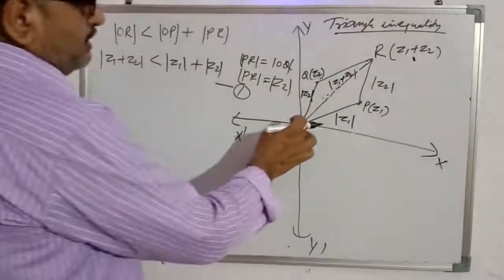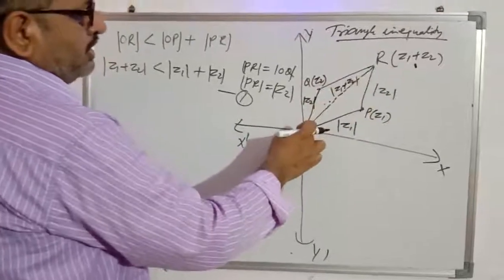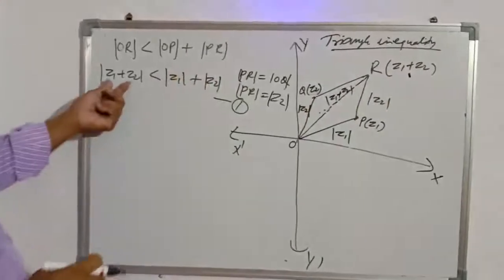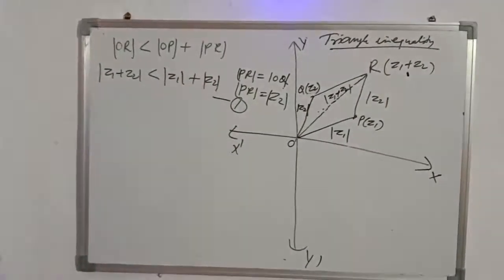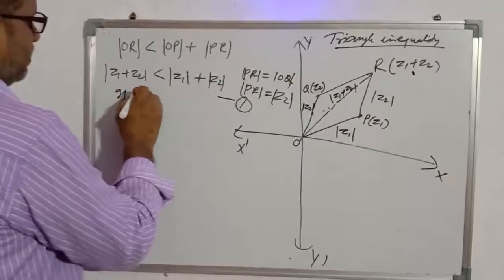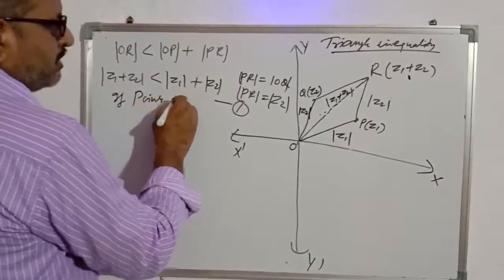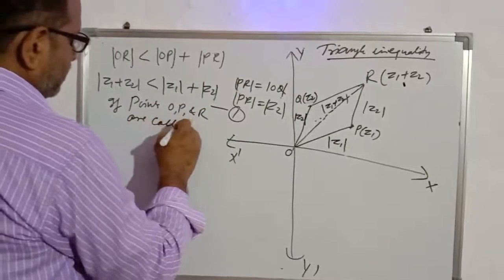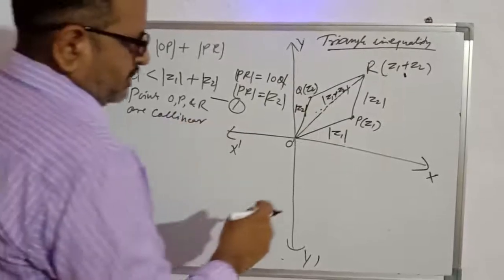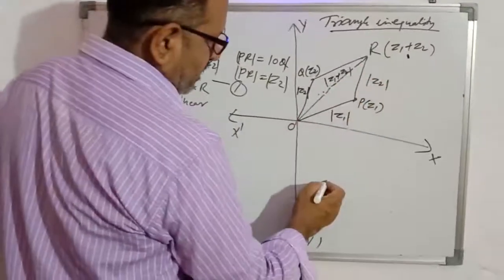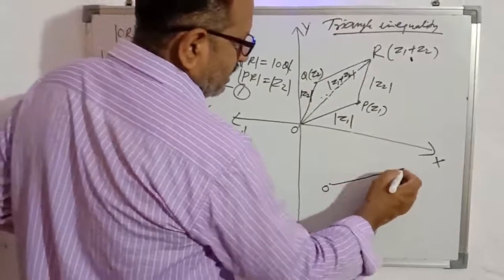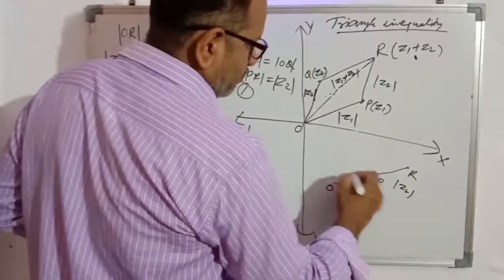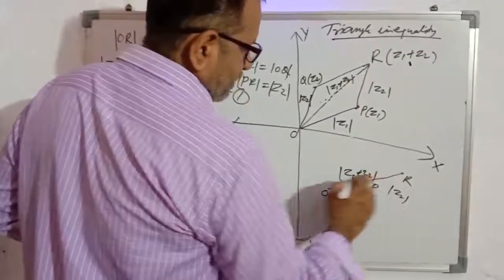So in this triangle OPR, we have seen that one side OR is always smaller than the sum of the two sides OP and PR. So mod of Z1 plus Z2 is less than mod of Z1 plus mod of Z2. If points O, P and R are collinear, if O, P, R lie on the same line, O is here, then P, then R. OP is Z1, PR is Z2, and OR is Z1 plus Z2.